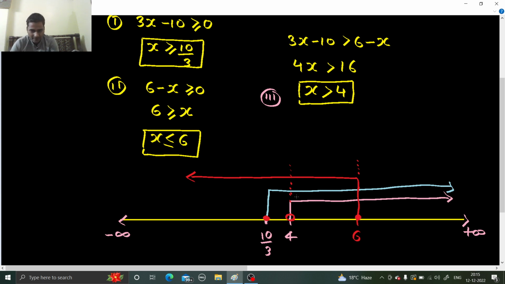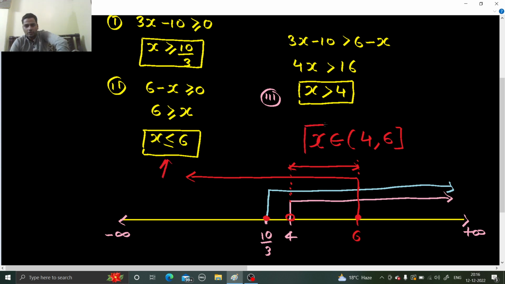Because we are in this region, the final answer which we'll write is x belongs to open bracket 4, and it is going till 6. This is our required portion. So 4 to 6, and 6 is included, because equality is there. So this is our final answer. You saw that we have to take care of these 3 points while telling our answer, and the answer will be the common interval of all 3.